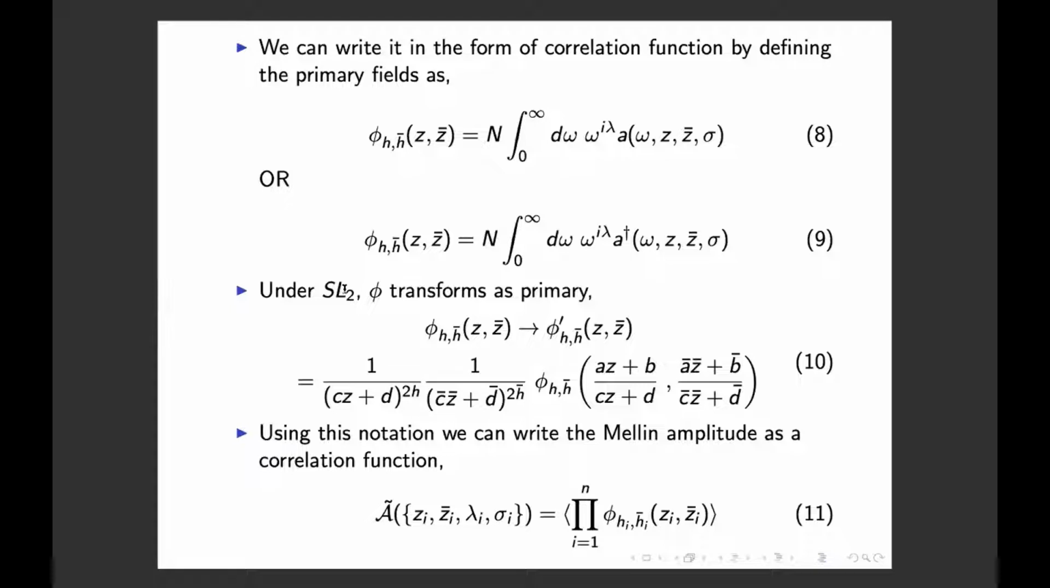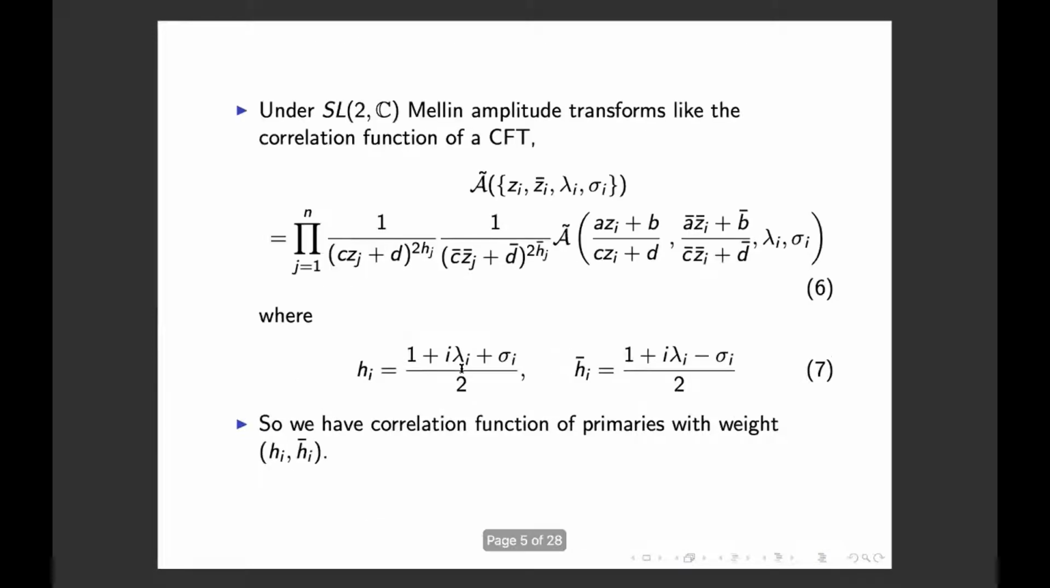The thing is that under the SL2C transformation, this phi transforms as a primary field. So phi just goes to phi prime, H bar, Z bar. That is given by this equation 10. So you have this prefactor, and then the standard thing that this phi H bar is evaluated at AZ plus B by CZ plus D, and so on. Now this prefactor, of course, is there in the transformation of this amplitude A tilde.